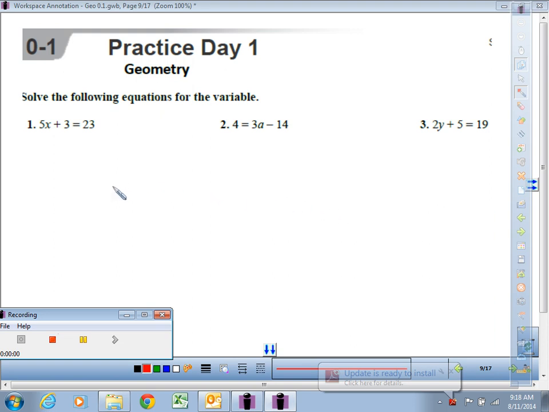This will be section 0.1 in Geometry Day 1. What we're going to do today is just do some algebra review from last year, just to get us going for this year in geometry. So we're going to set up the equation. We have the equation 5x plus 3 equals 23 set up, and we're going to solve that.